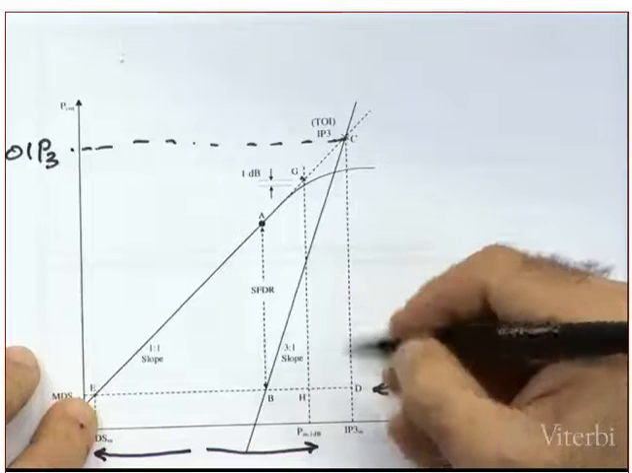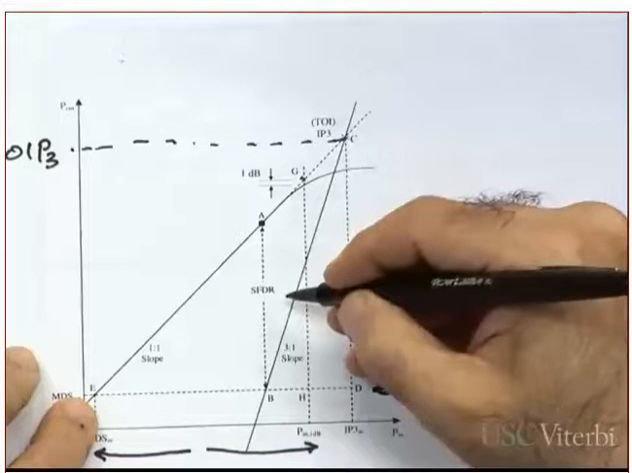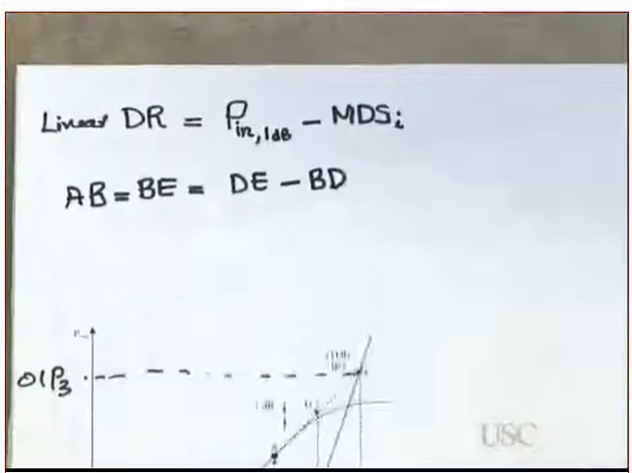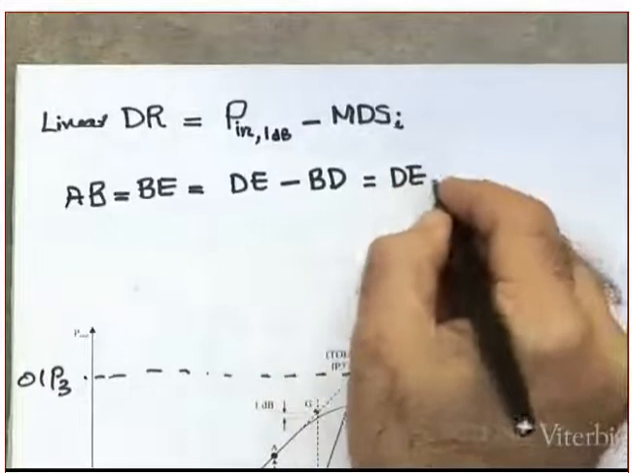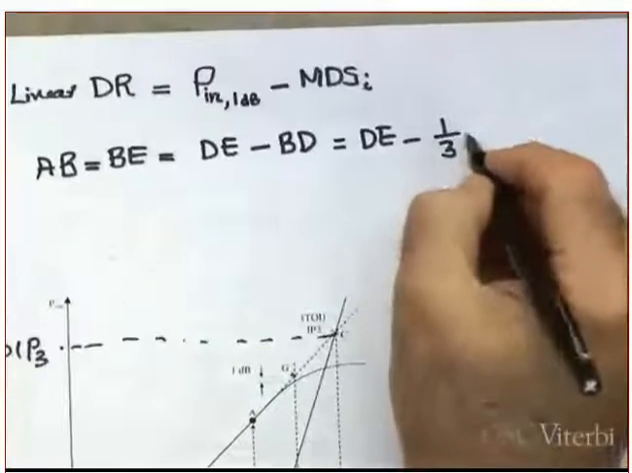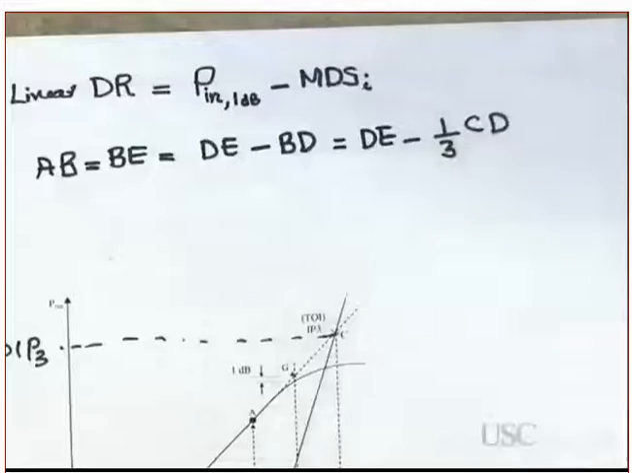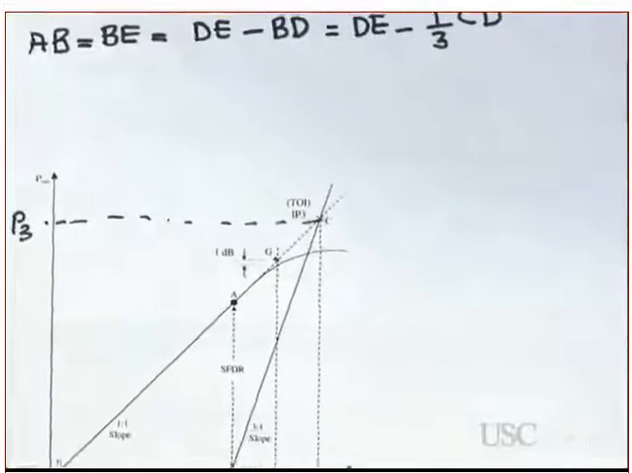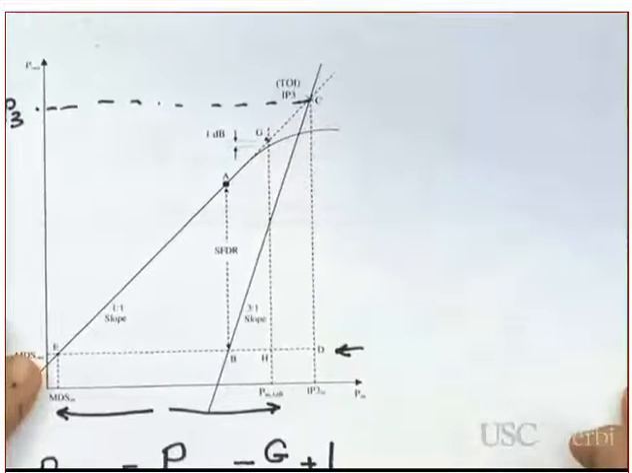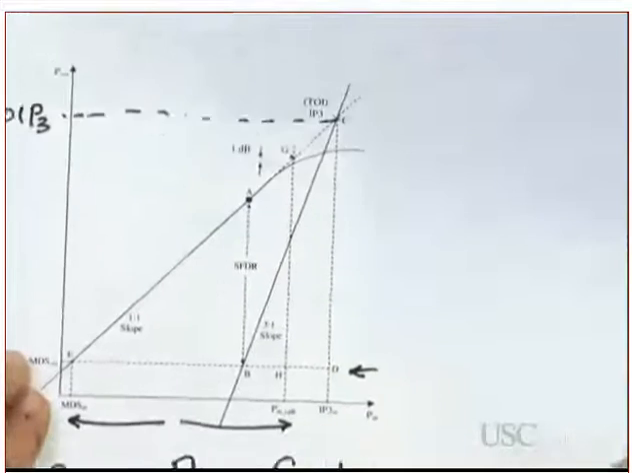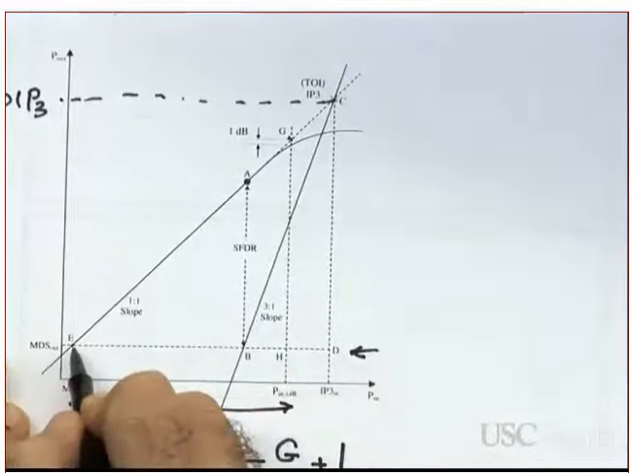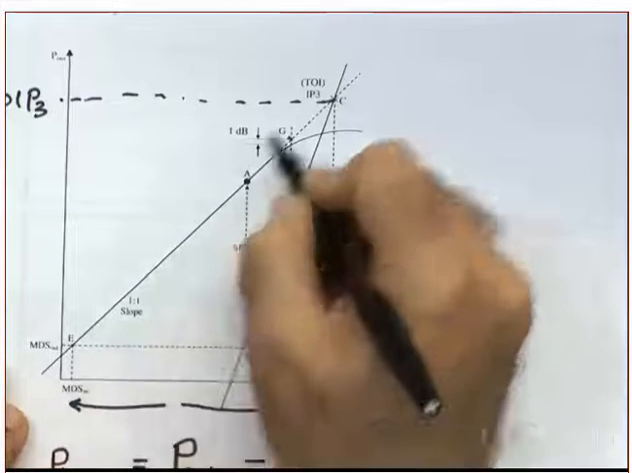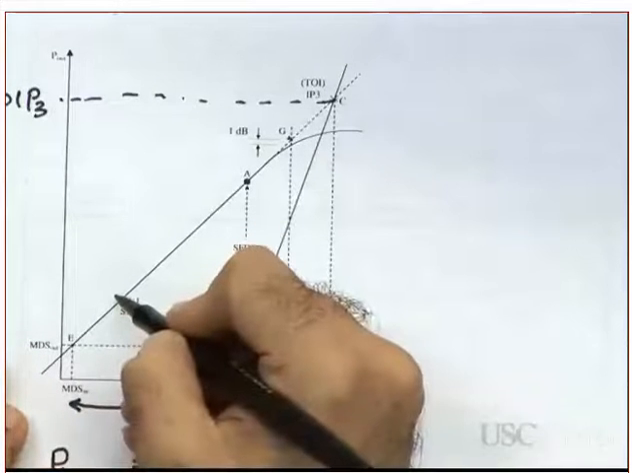Yes. Why is it 1/3? Because the slope of this line is what? 3. So BD, so this one is what? DE minus 1/3 CD. Agree? Agree? Oh, no response. Agree? But what is CD? Is it the same as DE? Why? Because the slope of this line is what? It is 1. Yes or no?